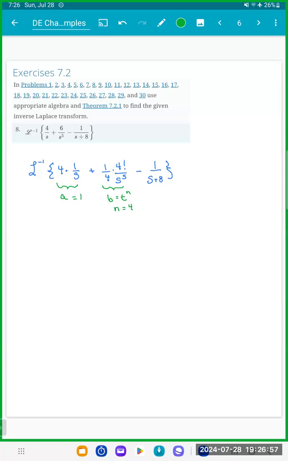Then for this term, we are using the C1, and that is giving us e raised to the at. In this case, a then has to equal 8, because it is s minus a, so s minus negative 8 to keep it in that same true format. Now that we have all of that, we can simplify and say that this is 4 plus 1/4 t to the 4 minus e to the negative 8t.